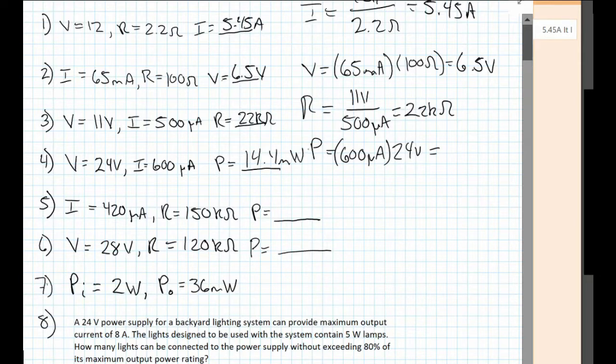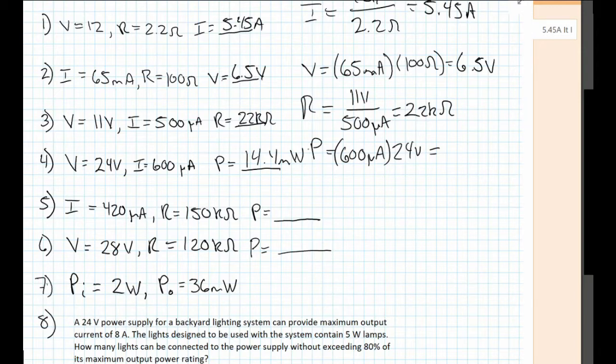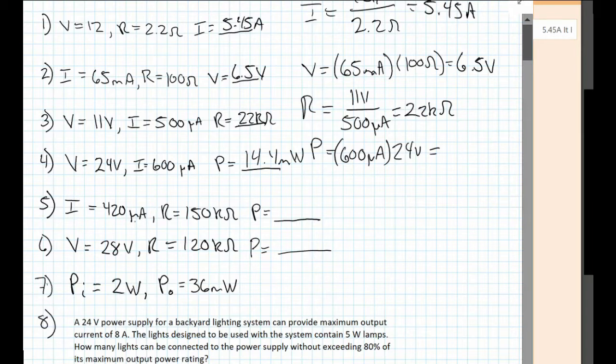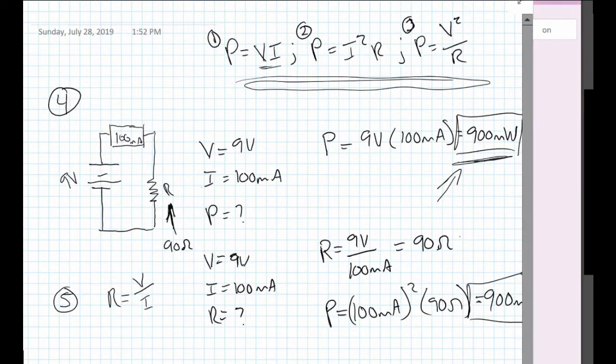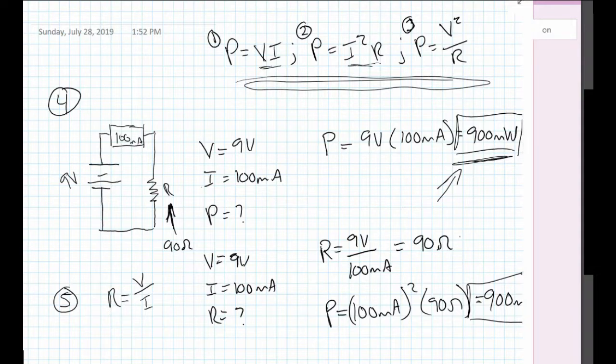All right, still looking for power. This time we have resistance and current. So we have resistance and current right there.